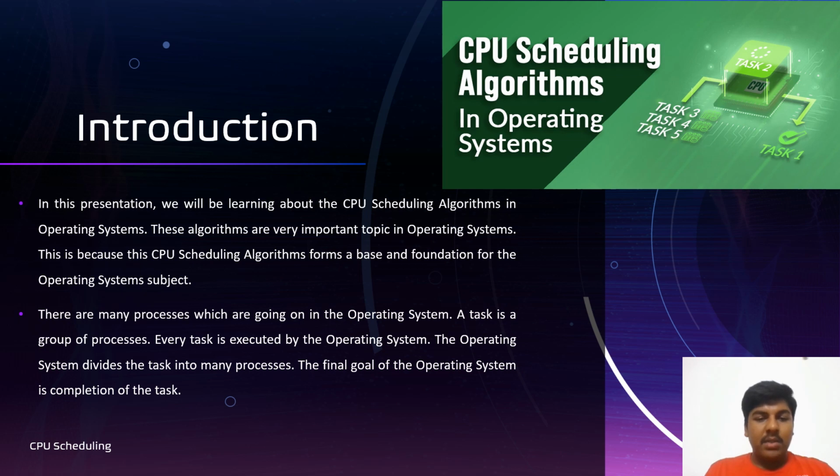There are many processes going on in the operating system. A task is a group of processes. Every task is executed by the operating system. The operating system divides the task into many processes. The final goal of the operating system is completion of the task.